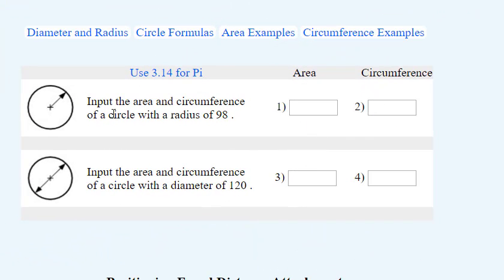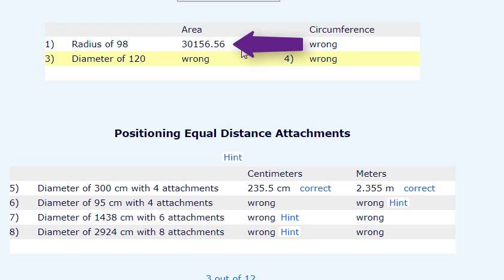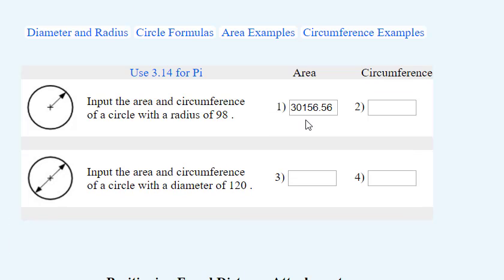Here we have the question. Input the area and circumference of a circle with a radius of 98. So we want the area, so we'll put in the number right here. And I'm going to click enter, and it is correct right there. So we know that this one is correct.